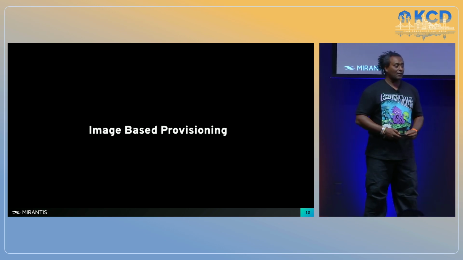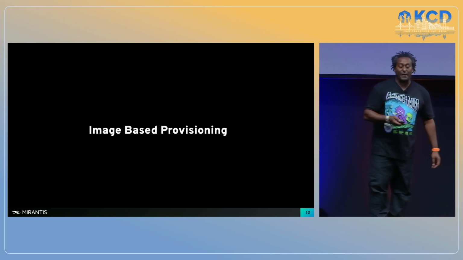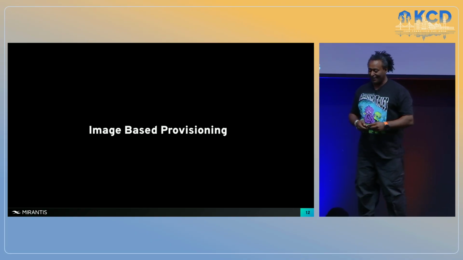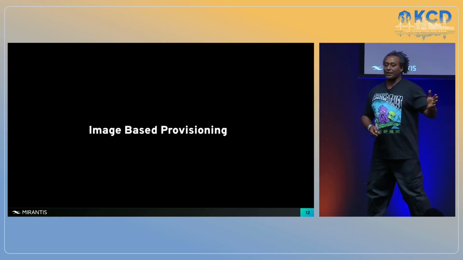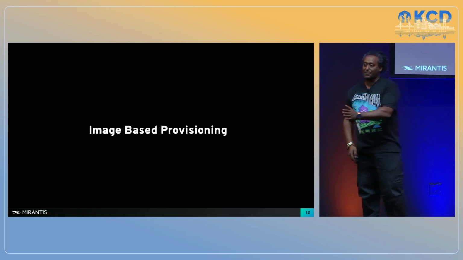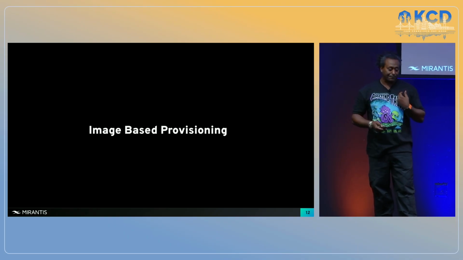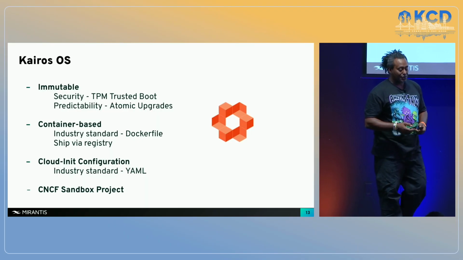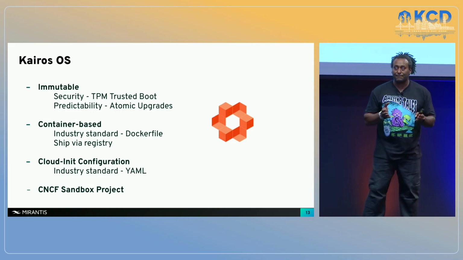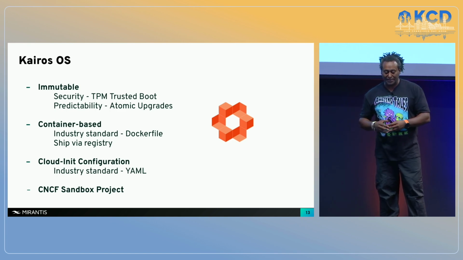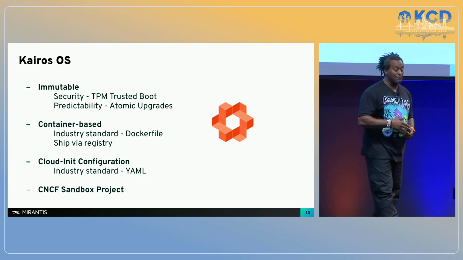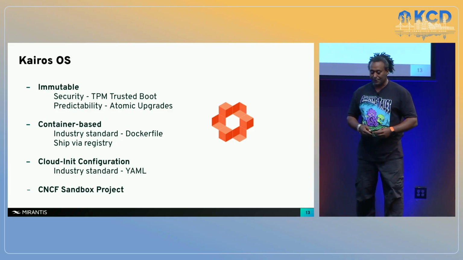So what is the final part of this? Image-based provisioning. This is the third method of provisioning, which is not initiated by the management cluster, not initiated by the system, but initiated by the user. For this, we use Kairos. Kairos is a purpose-built operating system, and is a framework for building Linux-based immutable systems.